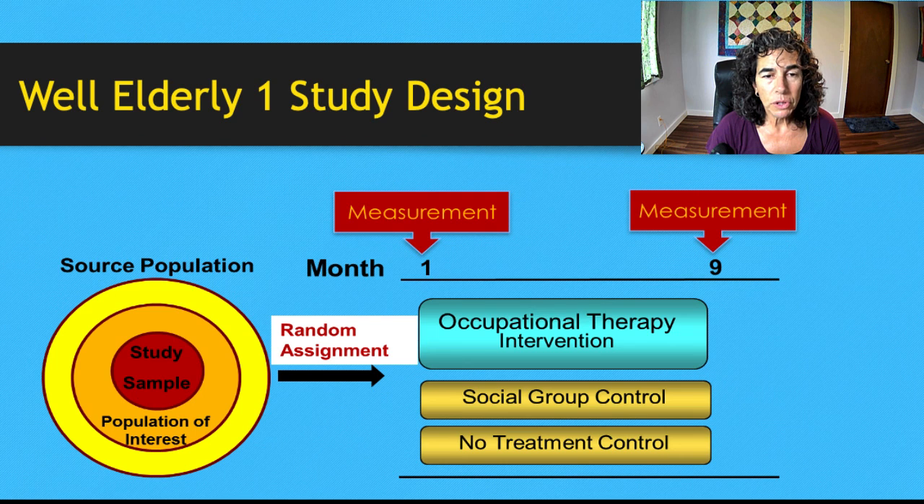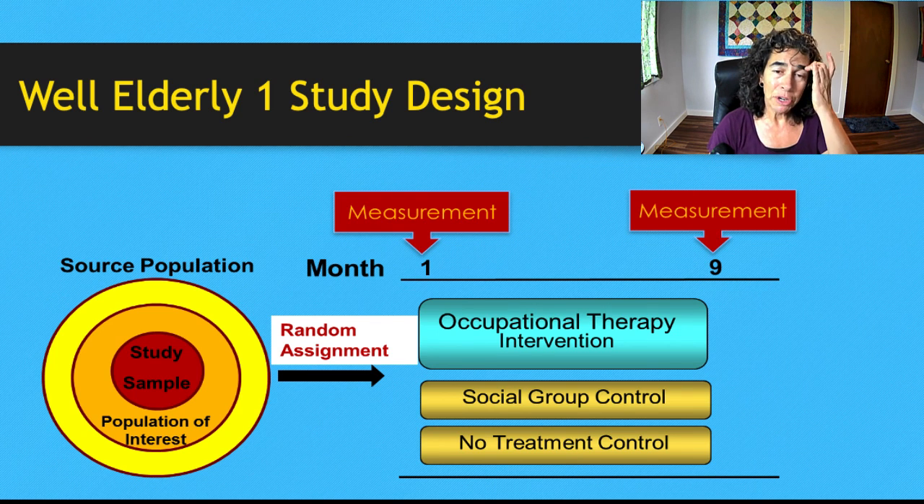On our left in the circles, we have the study sample, and then we have the population. Remember, the population is greater than the sample. We have random assignment, and then the experimental group got OT intervention. There was a social group as a control, so they were already providing social interaction as part of living in this one particular place. And there was no treatment. In this case, the no treatment control happened because there were people that weren't participating in the social groups. They were just living at this place, right?